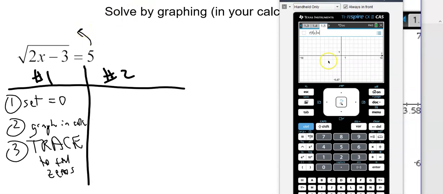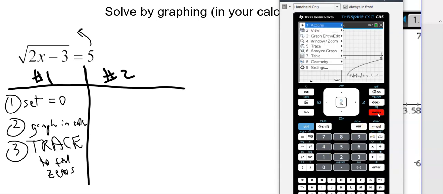You have to subtract 5. So I'm going to graph that in the calculator. I'm going to say square root of 2x minus 3, and then minus 5, down out from underneath the radical. So I just subtracted 5 from both sides. Graph it.